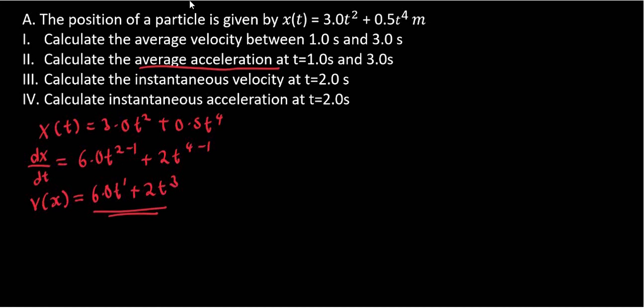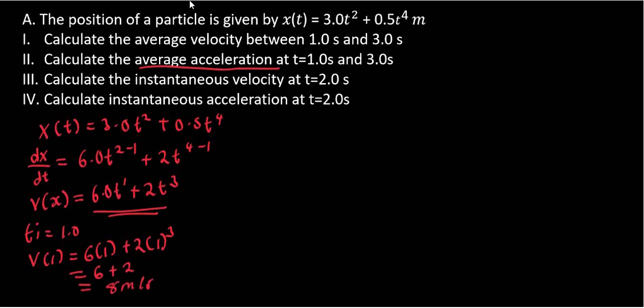Now, what time exactly? Time initial is 1.0. So let me substitute 1 there. So you have 6 here plus 2 times 1 to the power 3, that is 2. So there, what's the answer? It will be 8 meters per second. That is at the time initial. How about time final? Time final is 3.0.